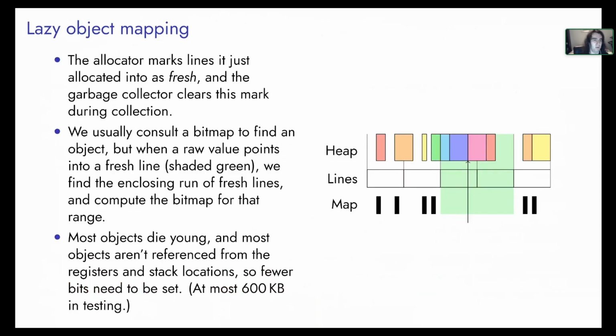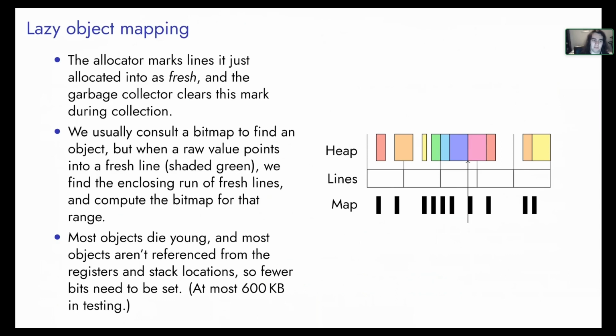I call it a lazy object map, where, for the most part, all objects that have survived the collection already have the bitmap set. But all the objects that we just allocated have lines which are marked as fresh, and they don't actually have any bitmarks set. And so when the collector finds one of these, it finds the enclosing fresh range, and then computes the bitmap for that, as it might do here.